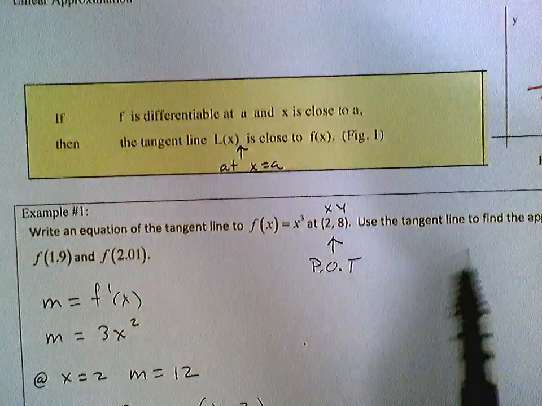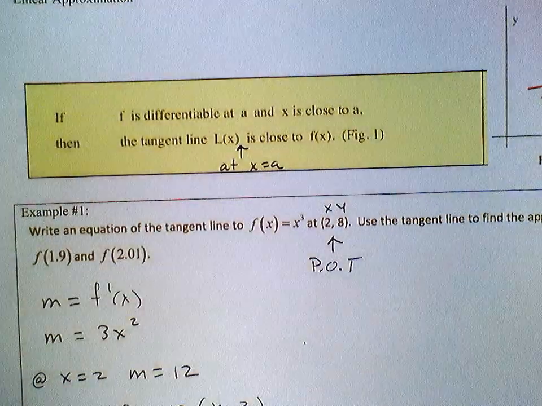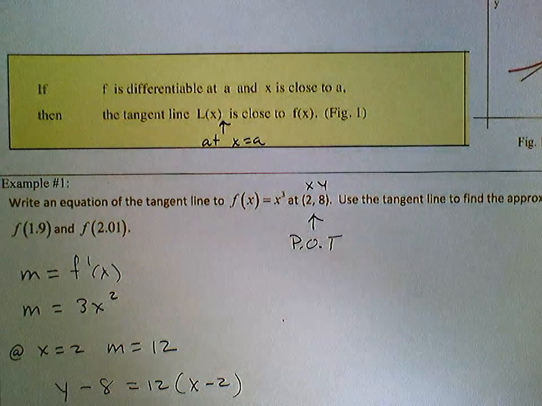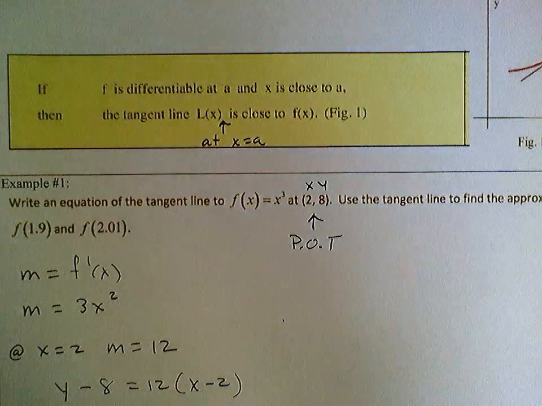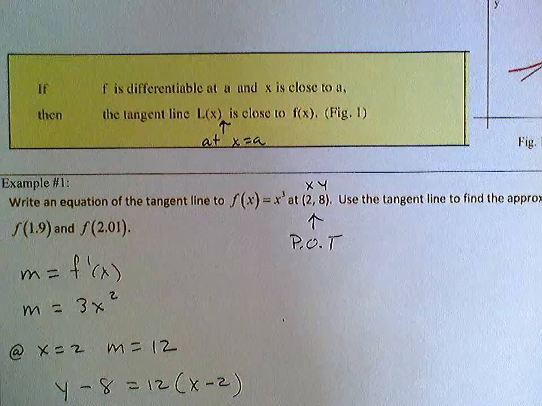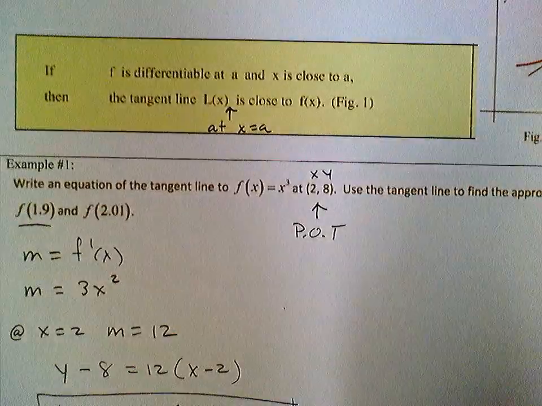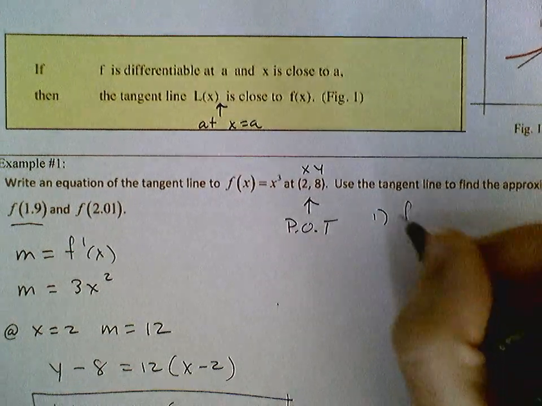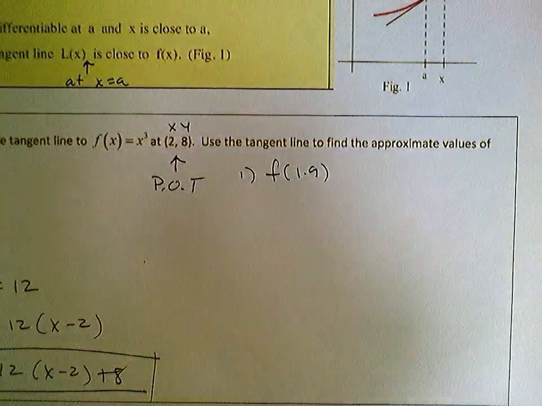All right, so now I'm going to use this tangent line to find approximate values of these numbers here. And I'm going to write it out real nice. Like I'm going to write out the logic of this process. And I would like you to do the same. Alrighty, so I have it written over here. So I'm going to say off to the side, for this one first, I'll go first f of 1.9.